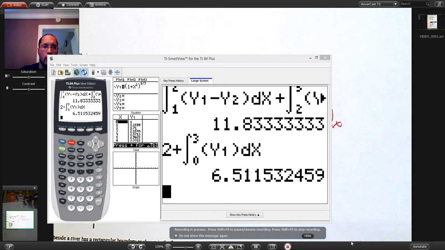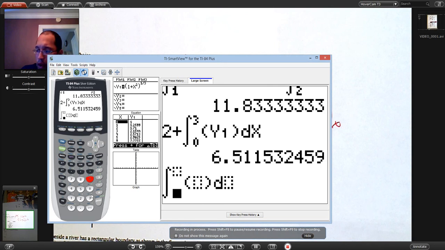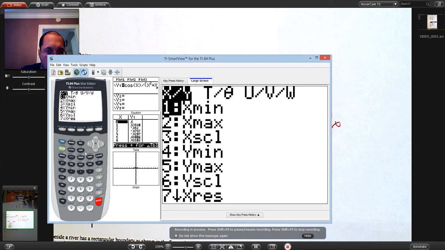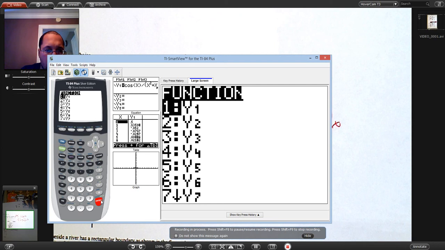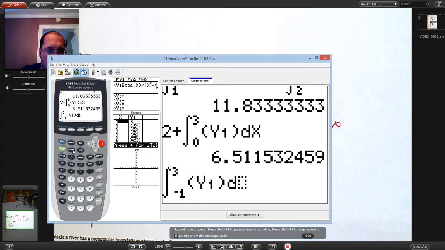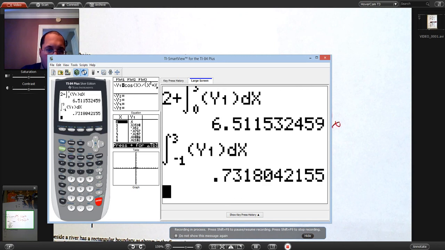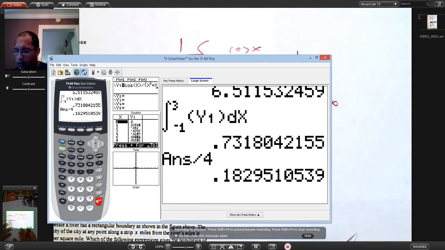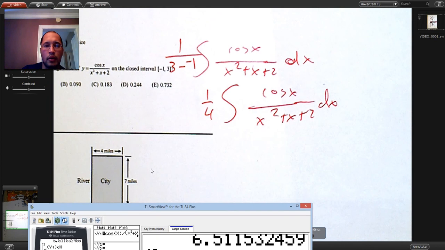Alright, we're back. I got the function in. I'm going to math 9 it right now. So I'll do the 1/4 in later. But basically, I just want to plug the function in from -1 to 3. Of course, I'm taking a fourth of that, so I need to divide the answer by 4. Alright, so it's 0.0813, which is answer, drumroll, C.